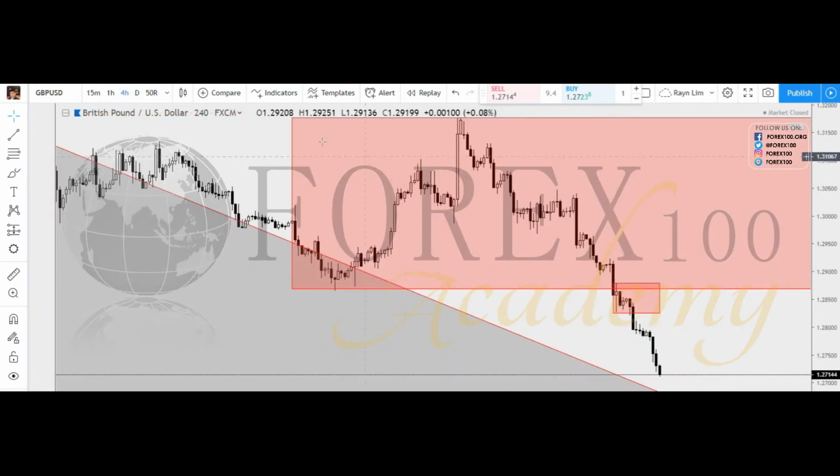Head down to the 4-hour chart. This is my sell zone, a bigger sell zone area, waiting for a pullback into this 1.29 range, and I'm looking for a short. That's all I have for pound dollar.